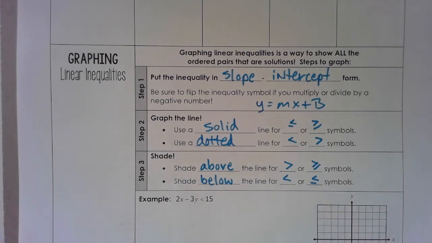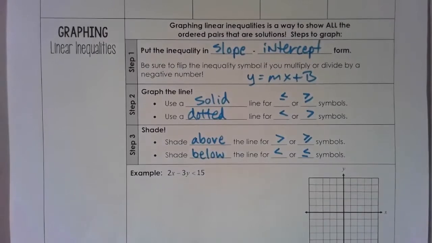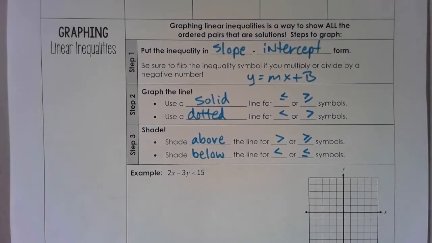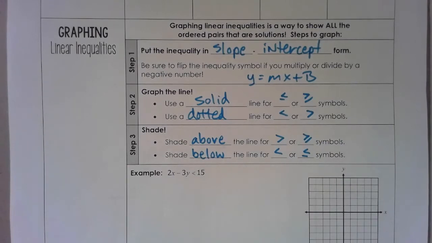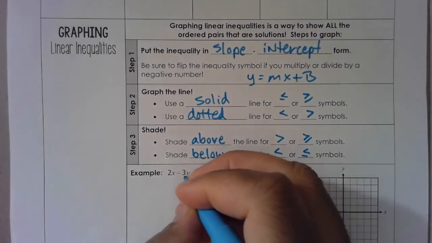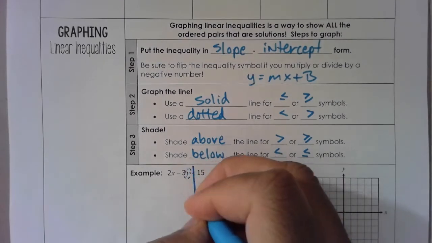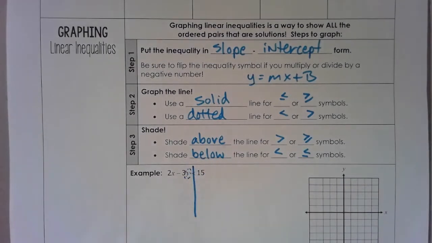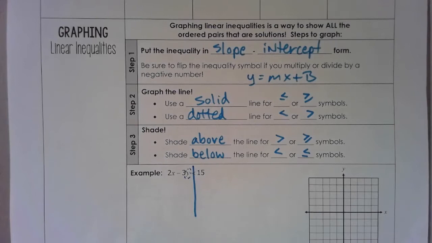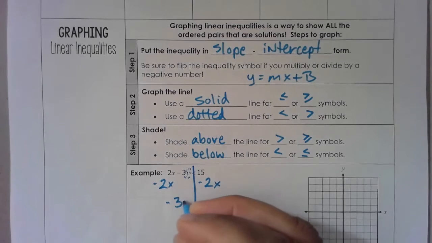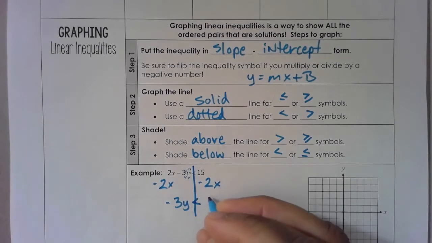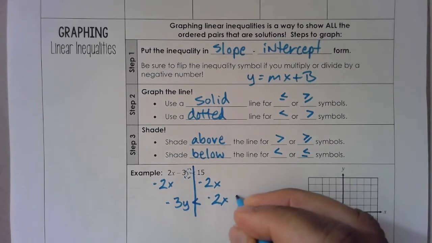So let's take a look at our very first example listed up here: 2x minus 3y is less than 15. One thing we have to do beforehand is get it in slope-intercept form, and unfortunately it's not already done. What does that really mean? It just means we have to solve for y. So let's do something we've done quite a bit in previous classes. I'm going to try to get y by itself. The first thing I have to do is move the 2x over, so I'm going to subtract 2x. Then I'm left with negative 3y is less than negative 2x plus 15.